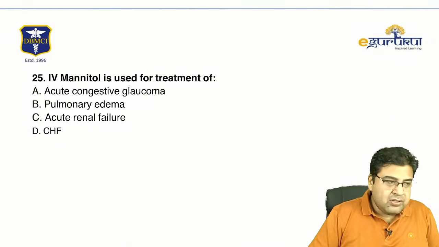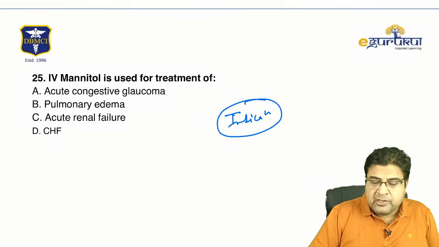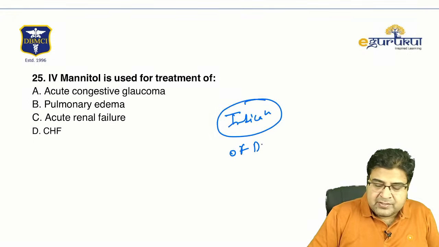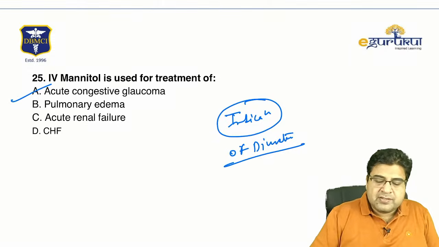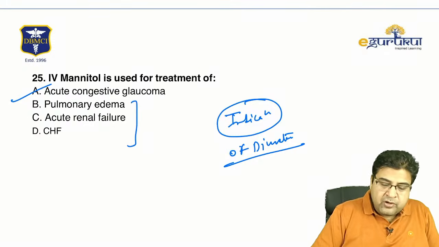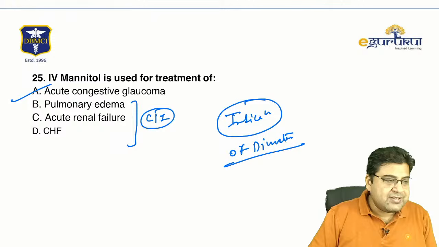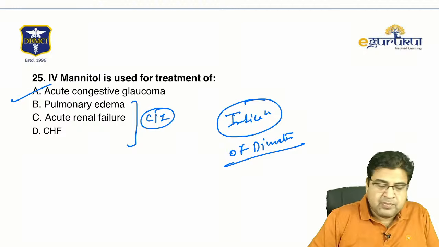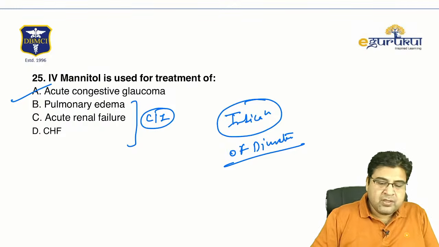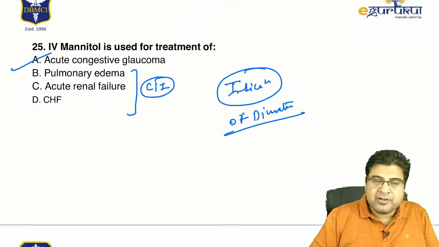Now IV mannitol is a diuretic. So guys, indications of diuretics are very important. Where do we use diuretics? This is, I think, the third or fourth question we are doing on the indications of diuretics. Mannitol is given for glaucoma. In patients with end stage kidney disease, or patients of CHF with pulmonary edema, it is contraindicated. So it is given for acute congestive glaucoma. So indications of diuretics are important.